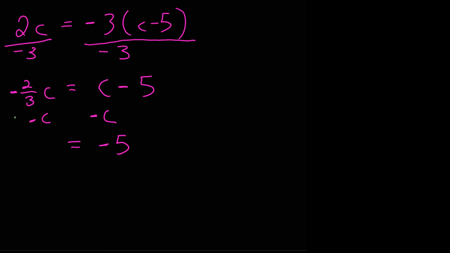Now here's where I'm going to just do a little scratch work over here. I have -2/3 c, and I'm subtracting from it 1. But 1 written in terms of thirds is 3/3. And so that gives me -5/3 c. Okay, well, I've got my variable on one side and I've got my numbers on the other, so I want to get rid of this. So I'm going to divide by that.